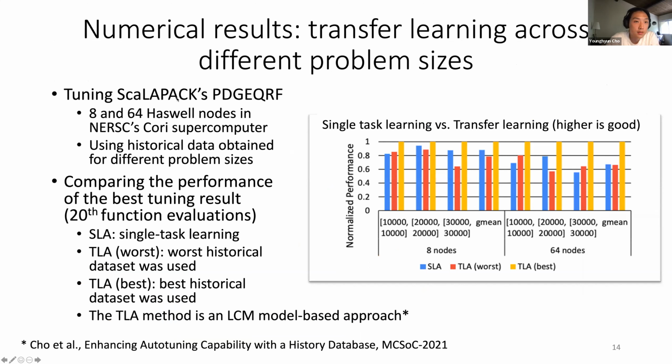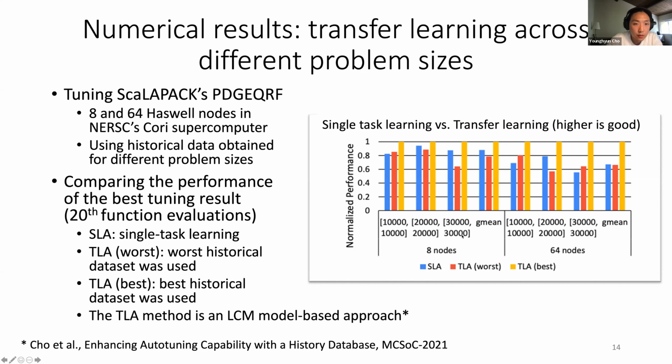And this is one example of ScaLAPACK PDGEQRF routine tuning. In this scenario, we consider the same machine settings, and in our database, we have collected performance data samples for different problem sizes. In this figure, we compare the performance of the best tuning result after the 20 function evaluations, and we compare our transfer learning schemes with single task learning, which is SLA here. Single task learning does not use any historical data in our history database, but TLA can reuse historical data obtained for different task sizes. TLA worst here means that we choose the worst historical data set, but TLA best means that we choose the best historical data set for transfer learning.